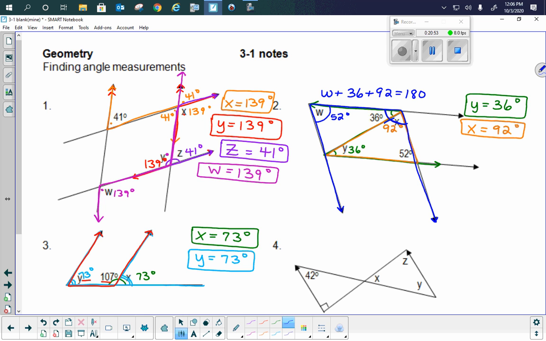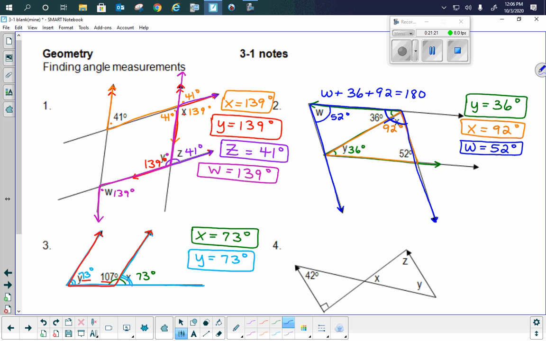Stay in the habit of putting everything in the picture, guys, and then it will help you find other items. So W equals, what did we just say? 52 degrees. Perfect. Okay, and we have found everything there.